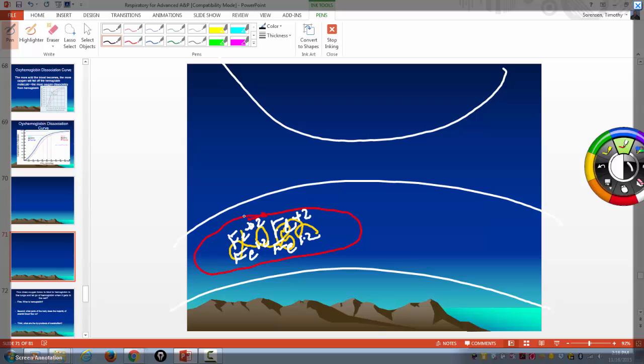So again, think about it. Where do you want the oxygen to bind to the iron on hemoglobin? You want it to bind in the pulmonary capillary and the alveoli. What's the PO2 of the alveoli? The PO2 is 100. What's the PO2 of venous blood? The PO2 of venous blood is 40.